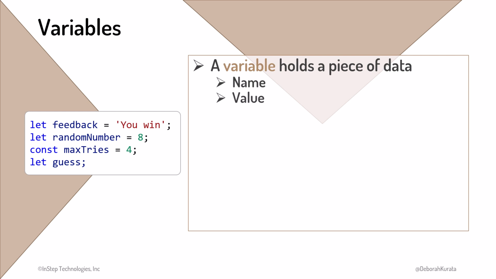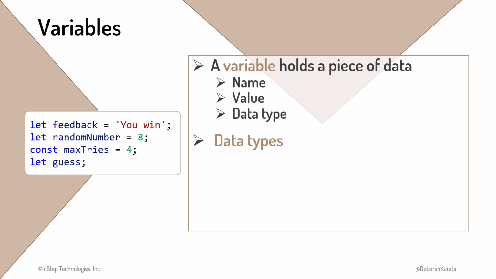A variable has a value, such as "you win" or 8. We can declare a variable without giving it an initial value, like we do here. Or initialize the variable with a value using a single equal sign, as shown here. A variable has a data type, which identifies the kind of data stored in the variable. Unlike many strongly typed languages, we don't declare a variable type in JavaScript. But variables do have a type based on their content.